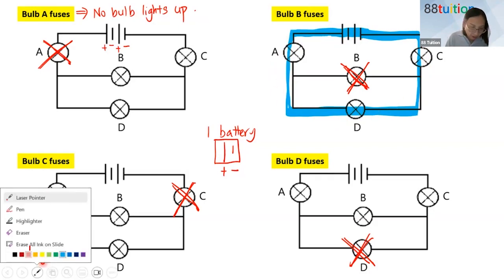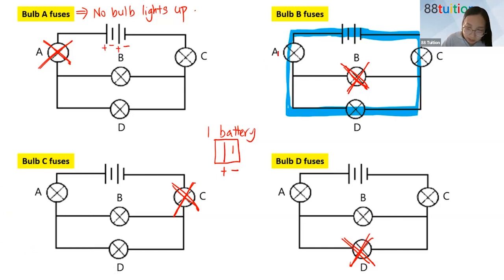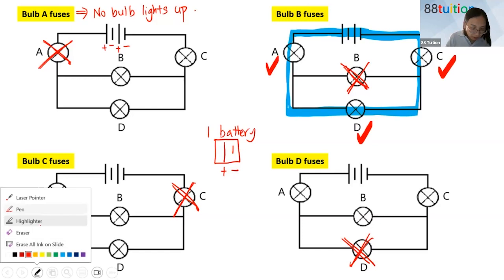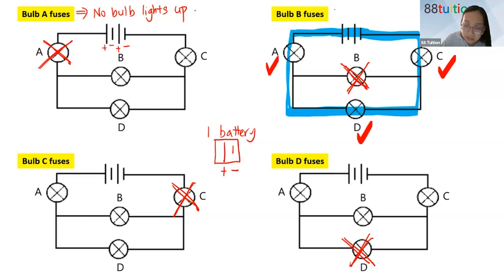Therefore, the bulbs that will light up will be bulb A, bulb D, and bulb C. So 3 bulbs will light up. Is everybody clear? All right, so bulbs A, C, D will light up.